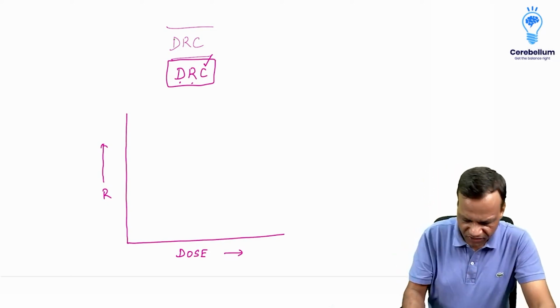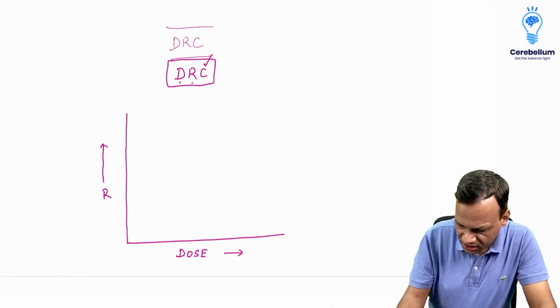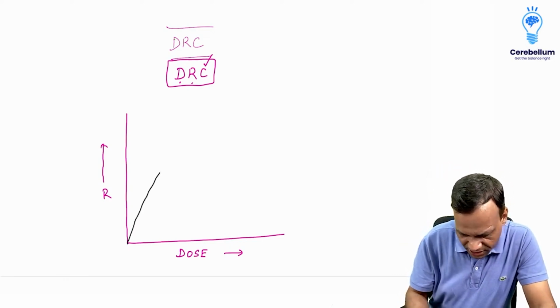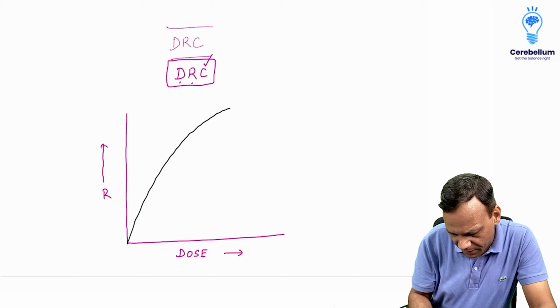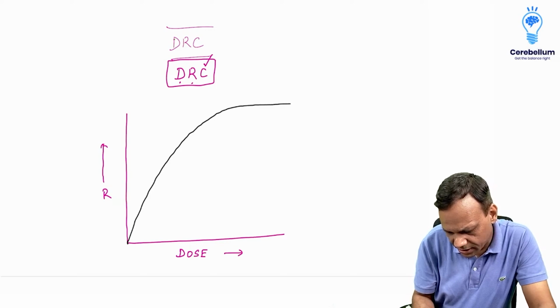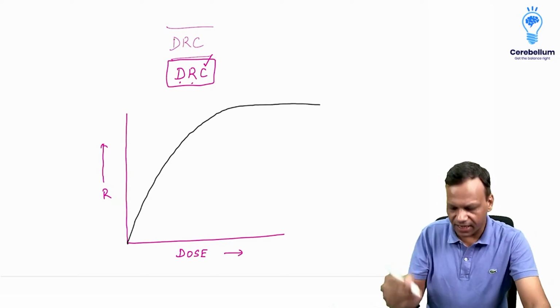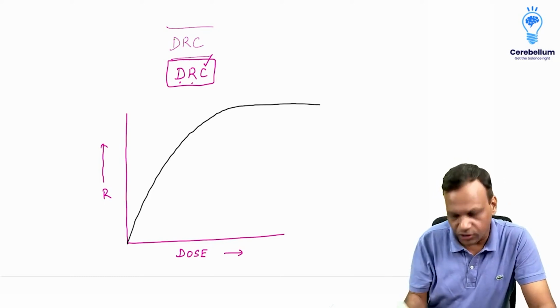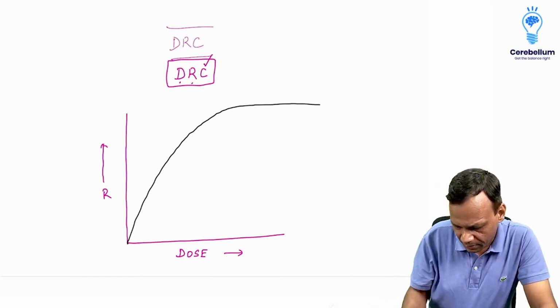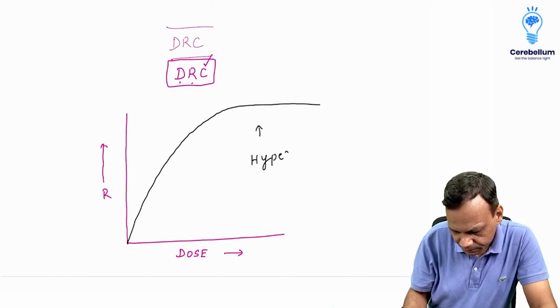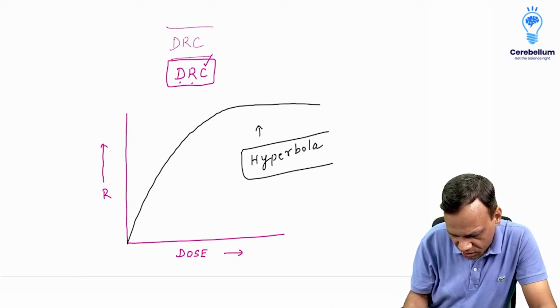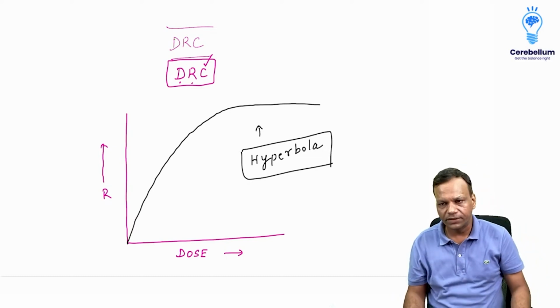So with increase in dose, the response increases first, keeps on increasing, but at one time it becomes constant and will not increase further. This is the classical shape of DRC, dose response curve, and mathematically this curve is known as a hyperbola. So if someone asks you what is the shape of the dose response curve, it is a hyperbola.